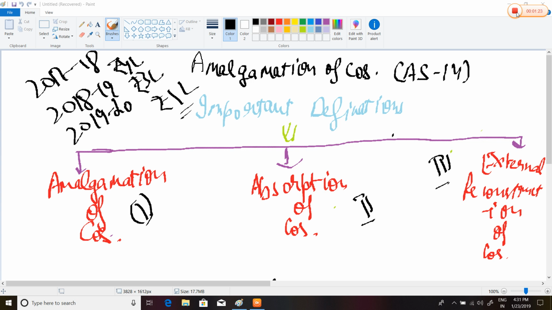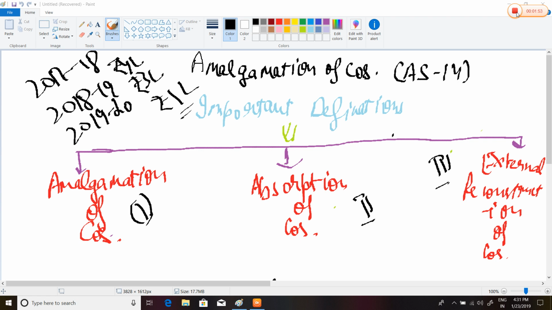Okay, now let's start. Amalgamation of companies. The important definitions to be covered under this chapter are amalgamation of companies, absorption of companies, and external reconstruction of companies. Now, firstly, what is amalgamation of companies? I'm not going to explain the definitions first. We'll move on to it.